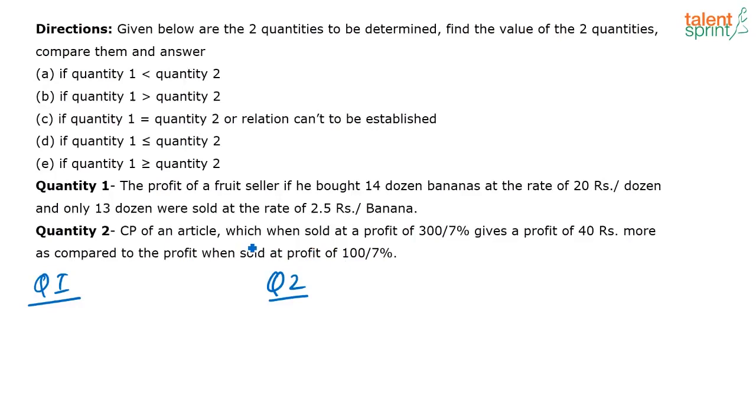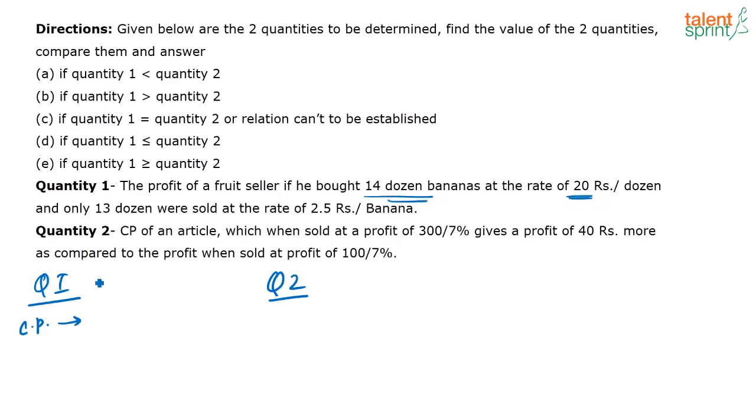So find out both. Here you have to find out the cost price, correct? And here you have to find out the profit that the fruit seller makes. Find both the values and compare and give me the answer. So let me start solving it. If I am looking at quantity 1, what is the cost price of the seller? He is buying 14 dozen bananas at the rate of 20 rupees per dozen.